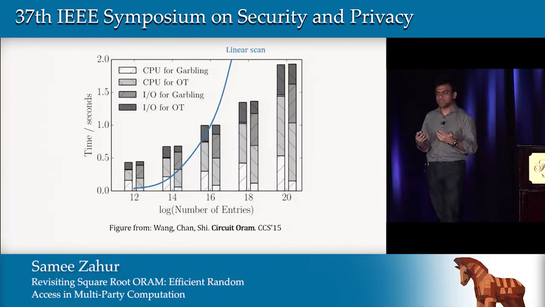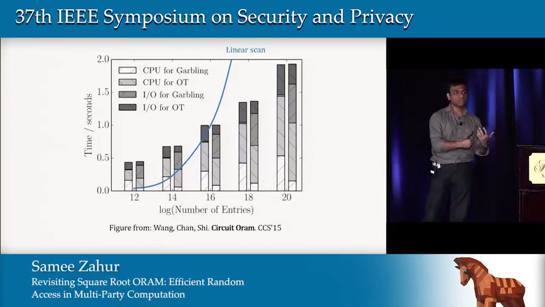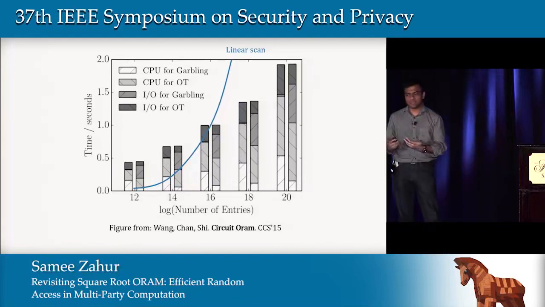So what we wanted to do is to come up with a new construction that will A, have lower initialization cost, which helps, and B, will be able to break even with linear scan at a much smaller size.